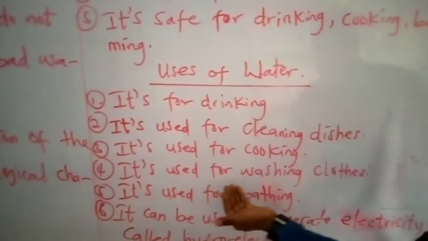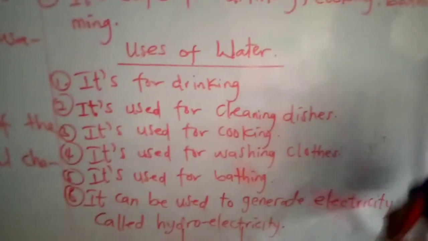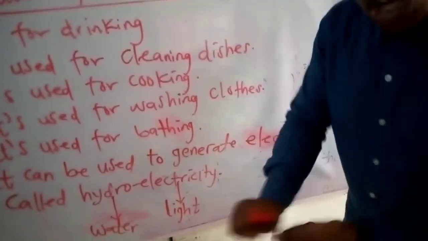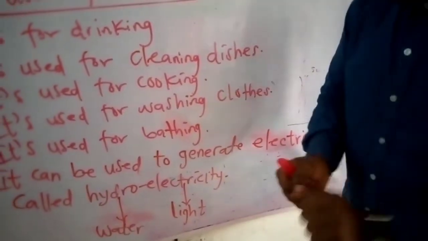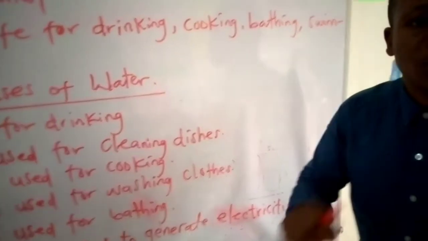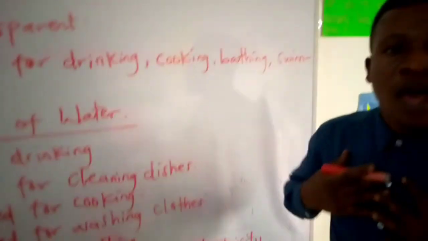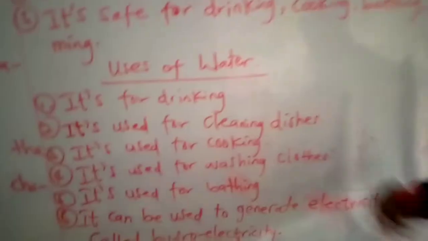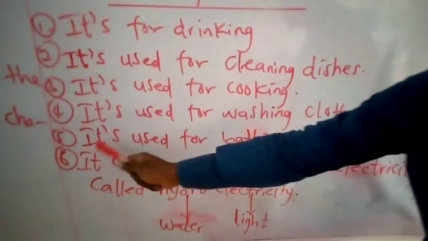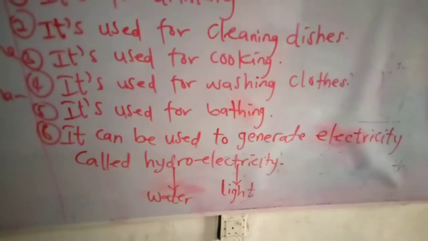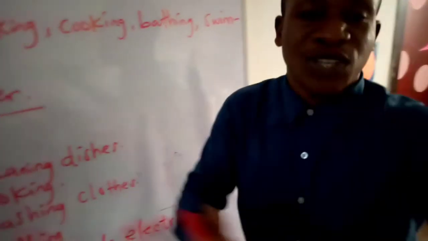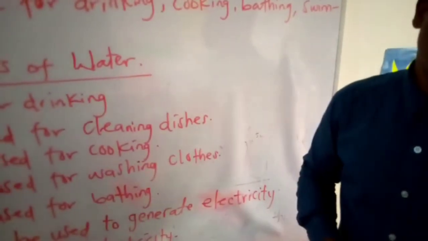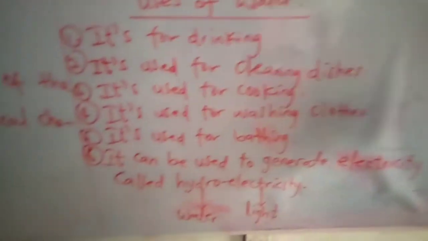Good water is used for washing our clothes. As mommy, auntie, uncle are washing your clothes, they make use of good water so that the dirt on your clothes will come out very well and your clothes will be neat. Good water is used for bathing. You bathe with good water. You don't use dirty and smelly water to bathe. So you use good water.